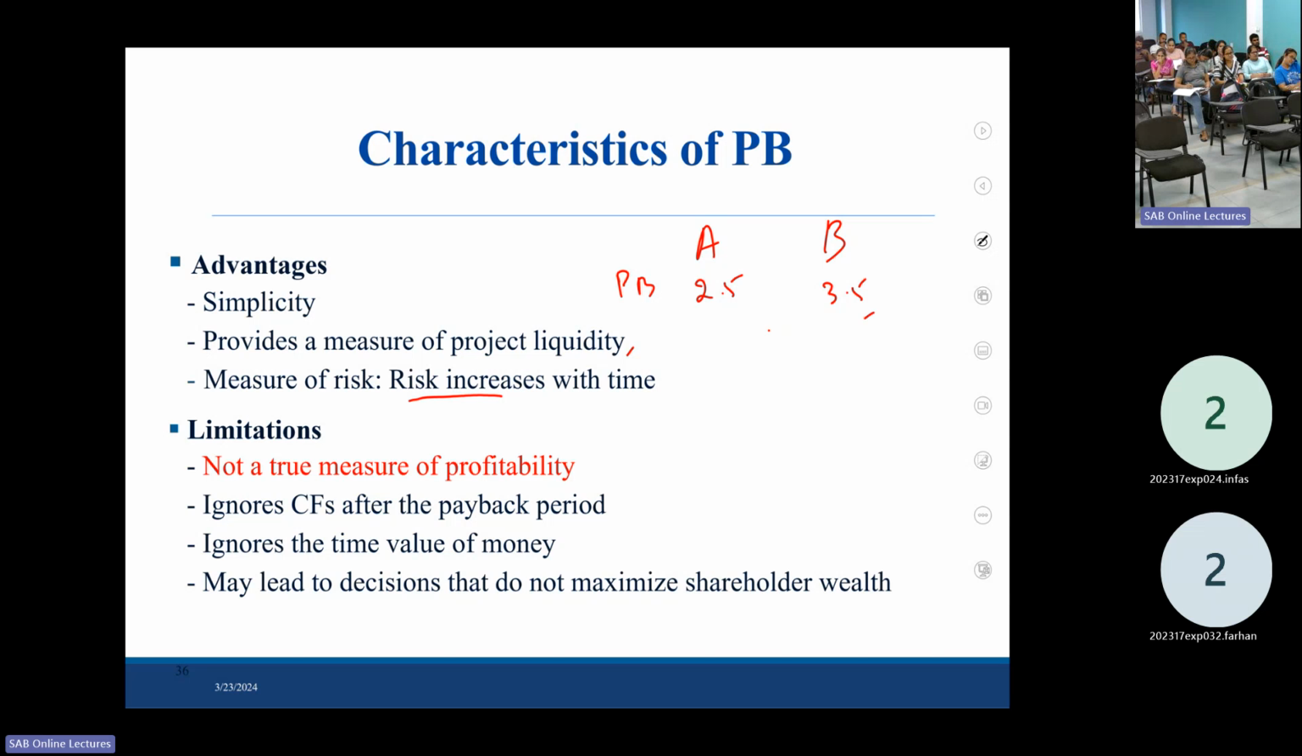Project B, because you have to wait 3.5 years to recover the initial cost. So this is risky. This project has high liquidity. Therefore, the strength, or the advantage, of the payback period is that by looking at it, you can have some idea about the liquidity of the project as well as the risk factor of the project.